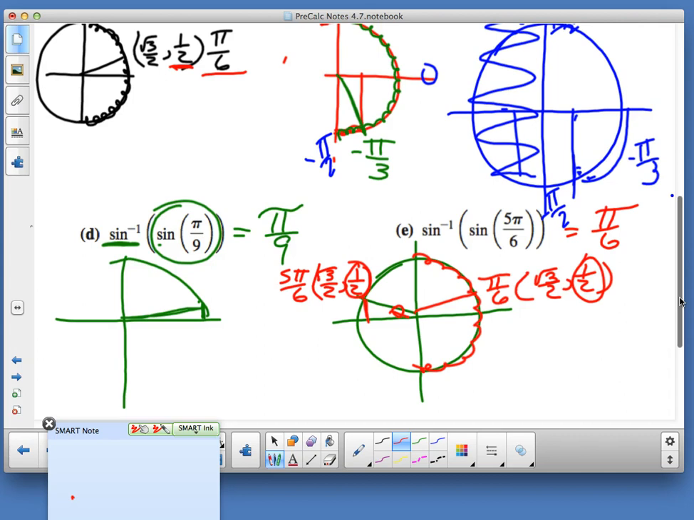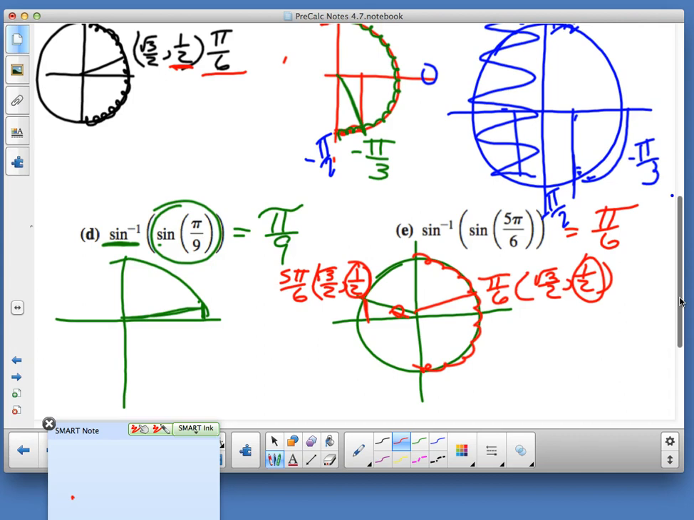And now, take your calculator, put in sine inverse, left parenthesis, sine 5 pi over 6, right parenthesis. It should be pi over 6. It comes out to be like 0.5 something in your calculator, but it'll be the same value as pi divided by 6, just to check. So we're checking out why it is what it is. Are you okay with that with sine?